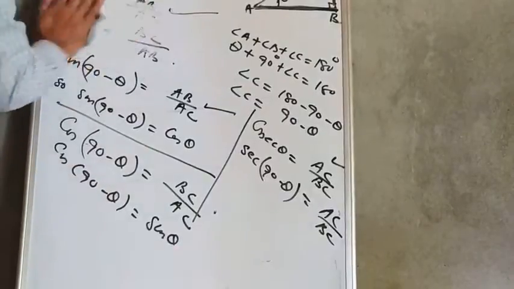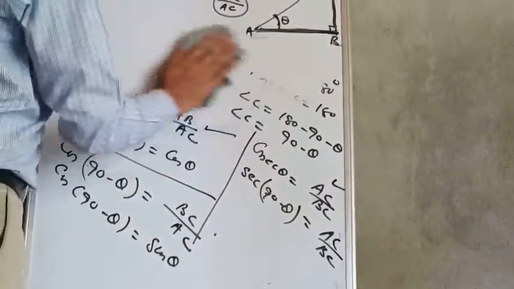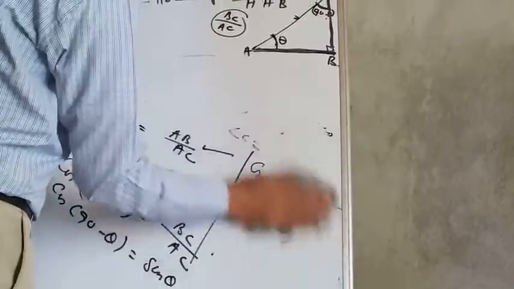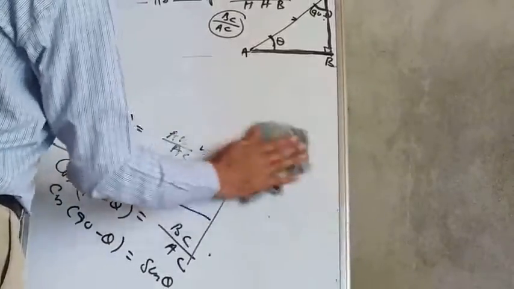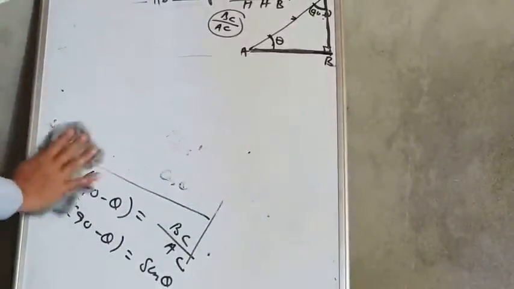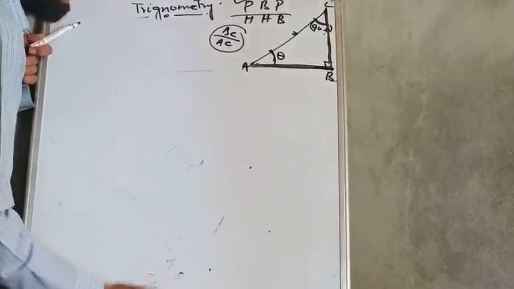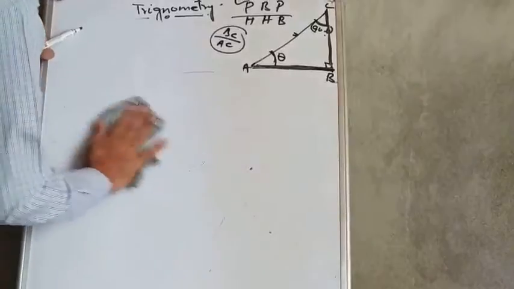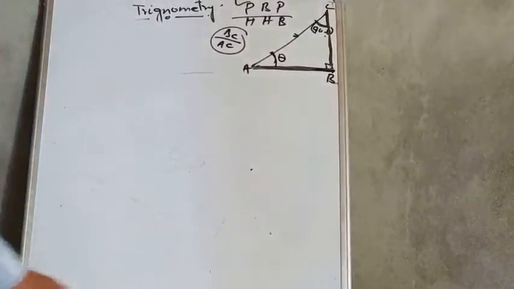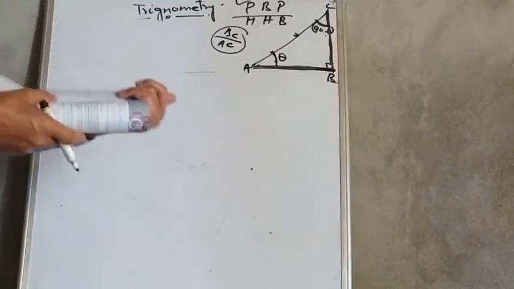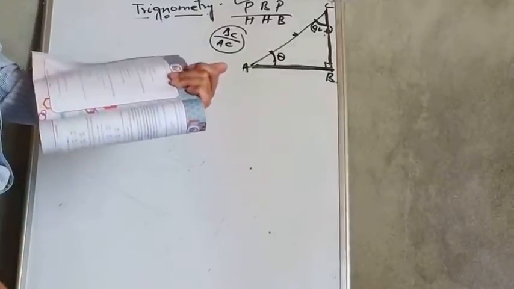So this is very simple. You will remember it. Sin(90 minus theta) is equivalent to cos theta. Cos(90 minus theta) is equivalent to sin theta. Tan(90 minus theta) is equal to cot theta. Cot(90 minus theta) is equivalent to tan theta. Sec(90 minus theta) is equivalent to cosec theta. And cosec(90 minus theta) is sec theta.